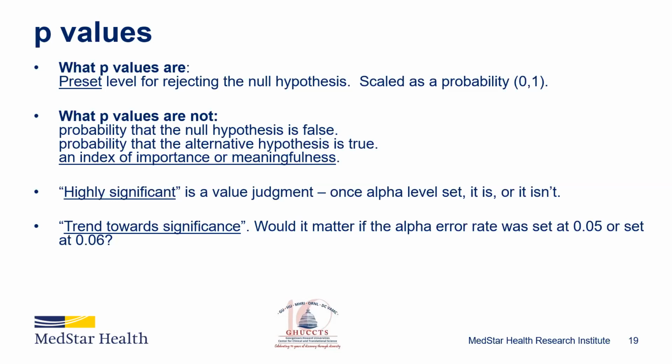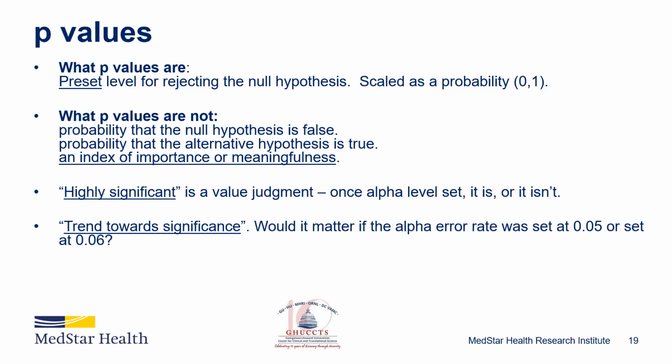And you often see the term highly significant, like when you get a p-value that has 5 zeros in front of it or 10 zeros in front of it. And so people say, well, that's highly significant. Well, that's not exactly correct. When we talk about highly significant, that's making a value judgment. Because once we set our alpha level, then significance either is or it isn't.